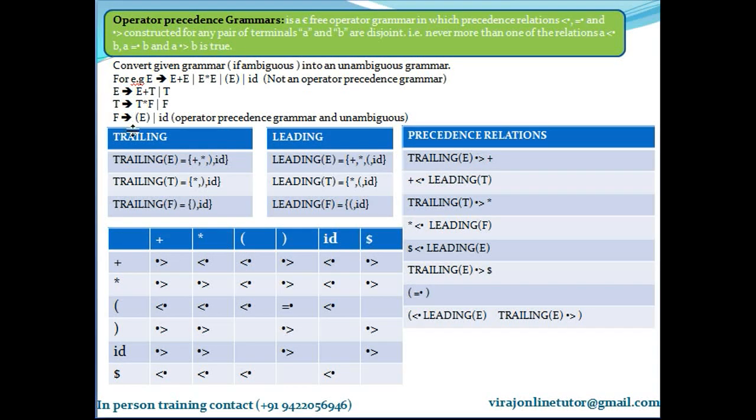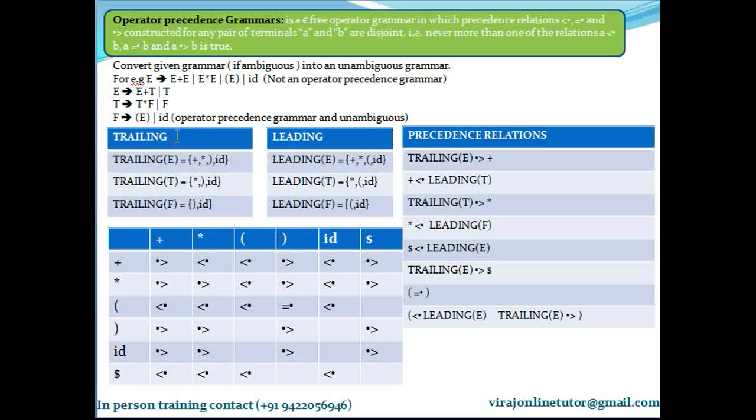So since gamma is epsilon or a single non-terminal, put open bracket in leading of F. Take the next production. Your gamma is again epsilon here, so ID goes in leading of F. Check this, gamma a delta. Gamma is a single non-terminal, so asterisk goes in leading of T. Check this rule, gamma a delta. Gamma is a single non-terminal, so plus goes in leading of E.